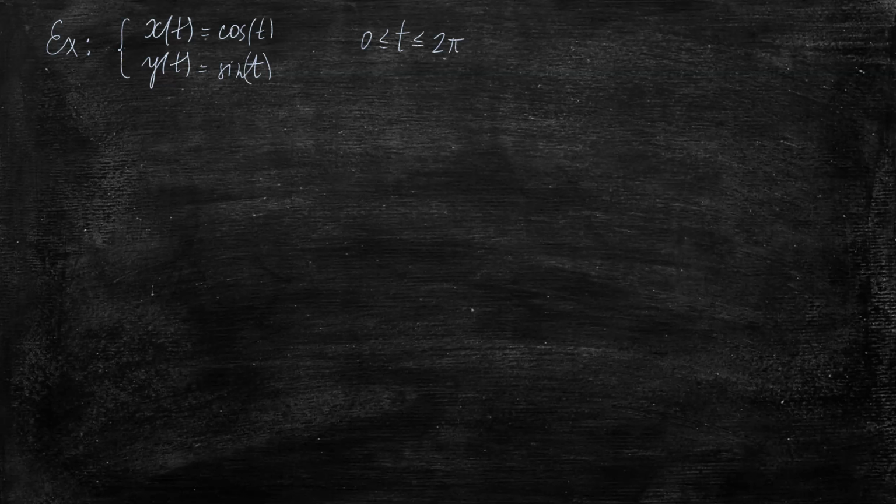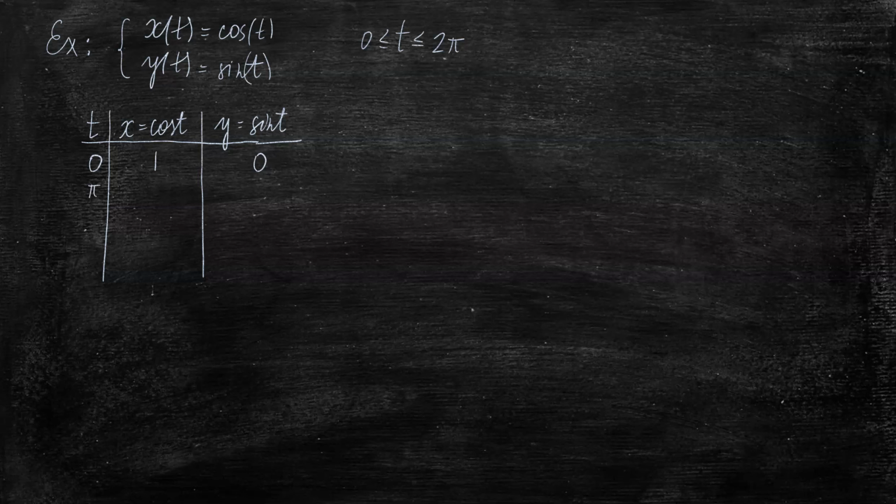So to sketch it, we are going to do the same thing. We're going to pick some values of t, and for each value of t, we're going to evaluate the cosine of t and the sine of t. So we're going to pick the values of t strategically to make the computation somewhat easy. So let's start at 0. Cosine of 0 is 1, sine of 0 is 0.